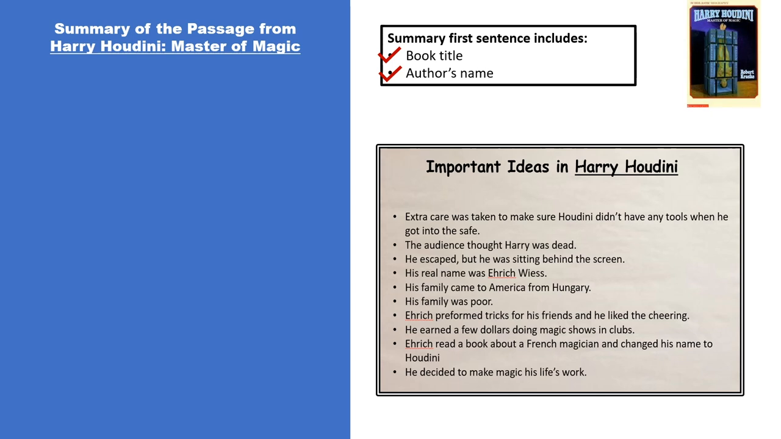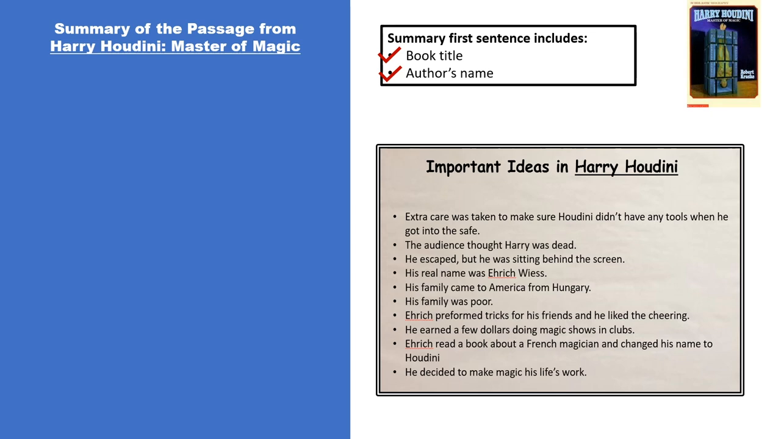So I think some of you might have thought that Harry Houdini, Master of Magic, is about a famous magician and an escape artist. And some of you might have thought that we learned about Harry Houdini's life as a kid, and that's kind of where the story starts. We start with Harry Houdini. We're introduced to him on stage, about to escape from a safe. And then the story goes back and starts to tell about Harry's life as a kid. So we'll model our summary in that same order.